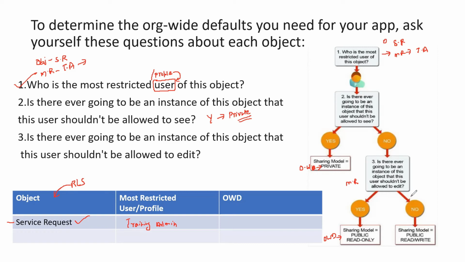If the answer to that question is no, that is, there is a scenario where this user has to edit it, then the answer is public read/write. So this way you can set your OWD, right?